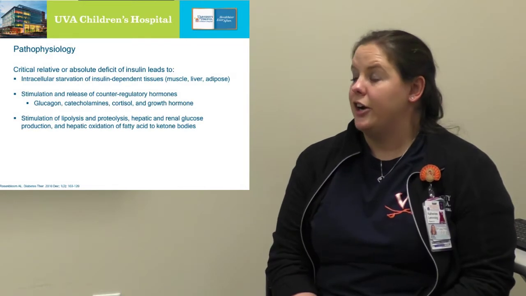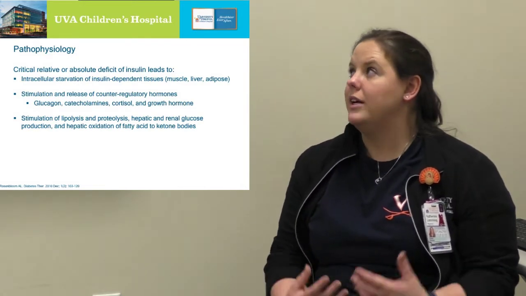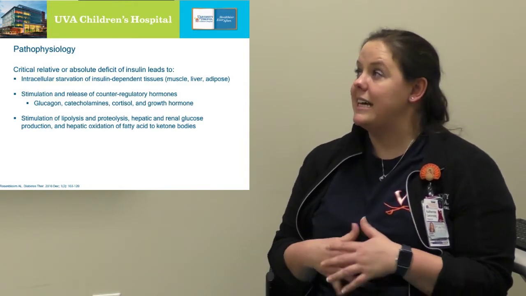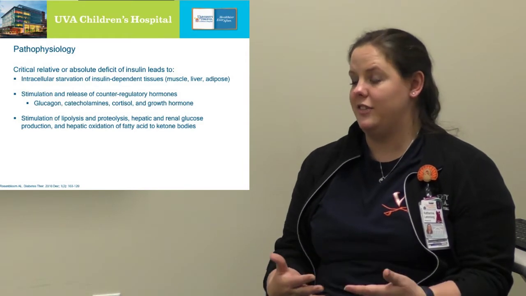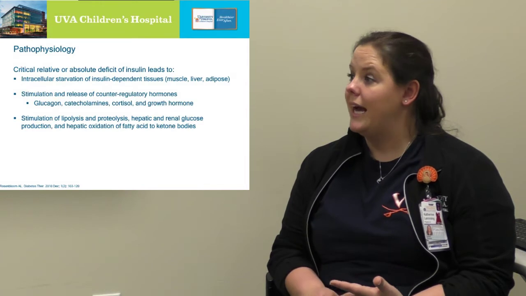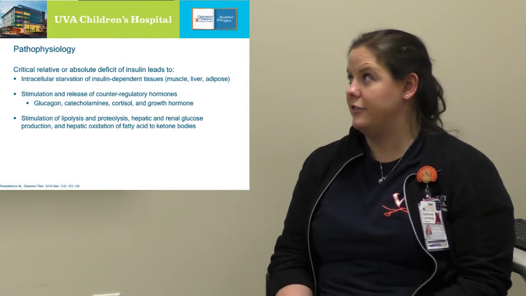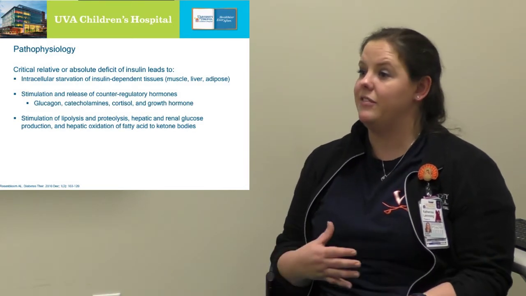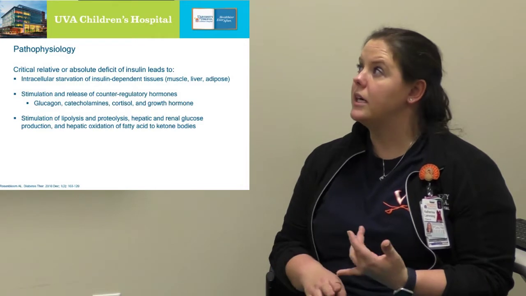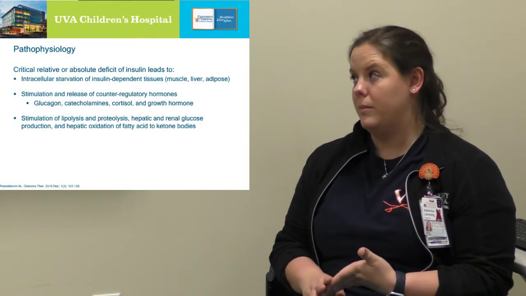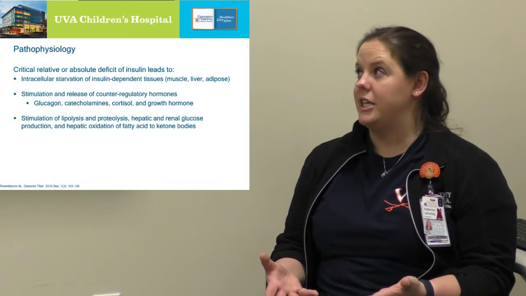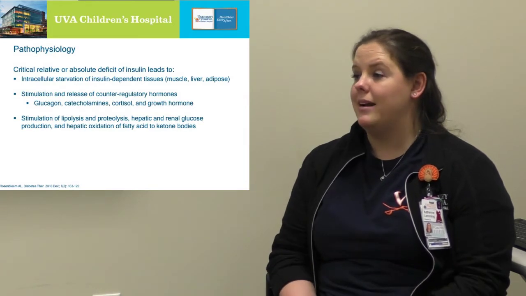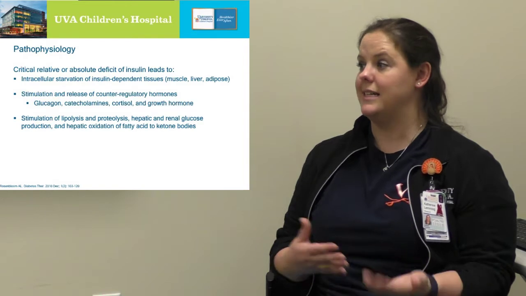So how does DKA occur? In DKA, you have a critical, relative, or absolute deficiency of insulin in the body. And this deficit leads to intracellular starvation. We have tissues, muscle, liver, and adipose that are dependent on glucose in order to function. And so these tissues end up being starved, and that leads to the stimulation and release of counter-regulatory hormones such as glucagon, catecholamines, cortisol, and growth hormone. And this eventually leads to the stimulation of lipolysis and proteolysis, hepatic and renal glucose production, and hepatic oxidation of fatty acids to ketone bodies.